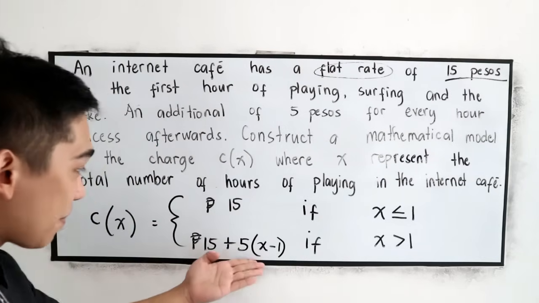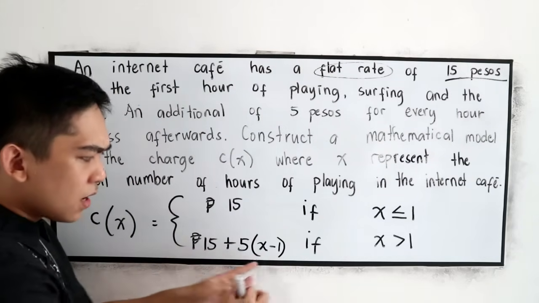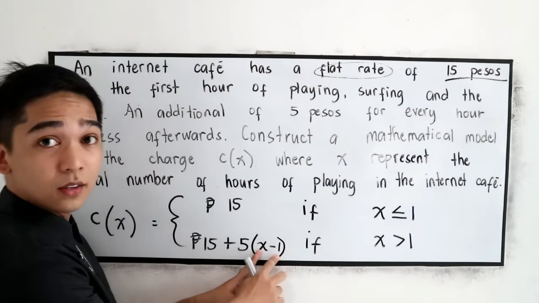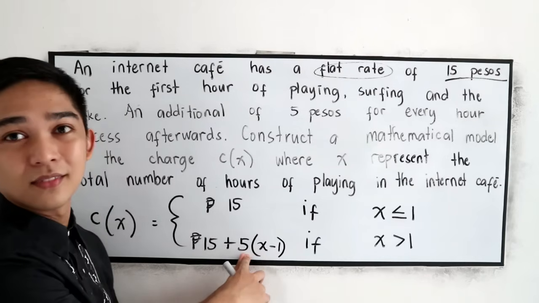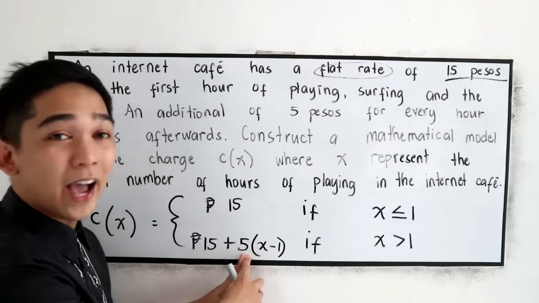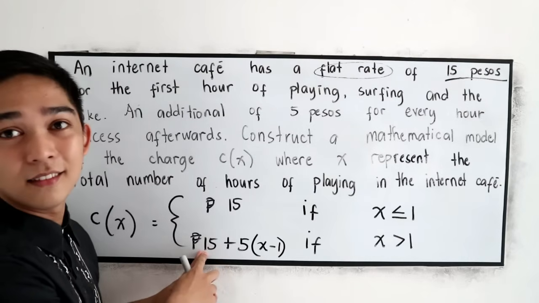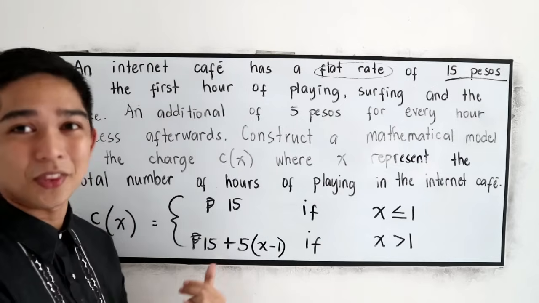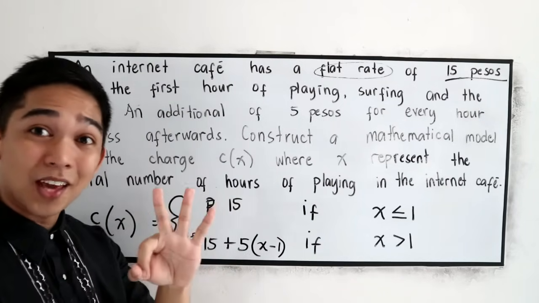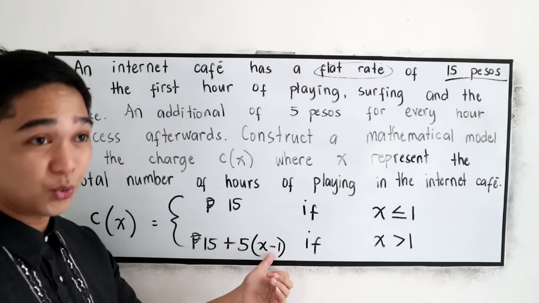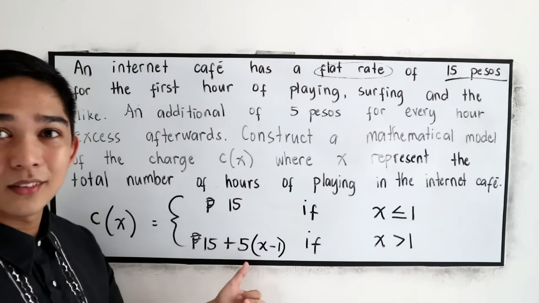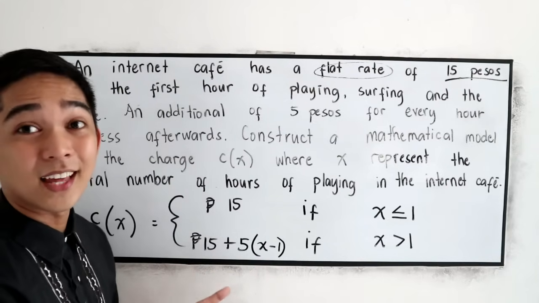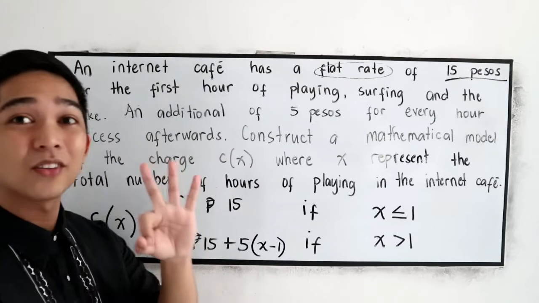Okay, check natin. Gamit yung second model natin. Kapag 2 hours, so 2 minus 1, that is 1. 1 times 5, that is 5. So 5 plus yung 15 natin, which is the base, 5 plus 15. So in 2 hours, 20 pesos. Tama siya. Kapag 3 hours naman, 3 minus 1, that is 2, times 5, that is 10, plus 15, that is 25. 25 pesos kapag 3 hours.